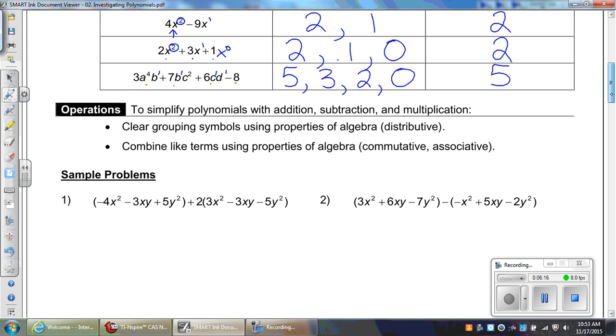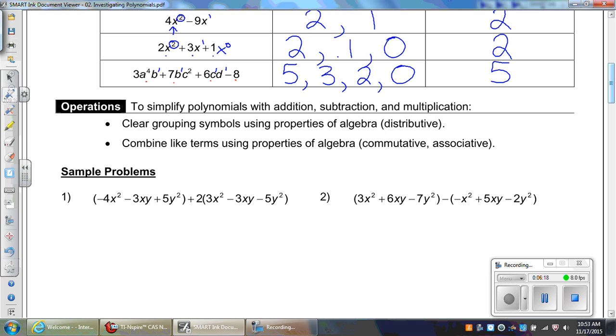Okay, guys. Now what we're going to do next is simplify polynomials by adding, subtracting, and multiplying. We're going to use some properties from algebra, the rules with exponents that I still have on the board for you. Of course, if we're multiplying, we will use the distributive property. We're also going to be combining like terms, so adding or subtracting.